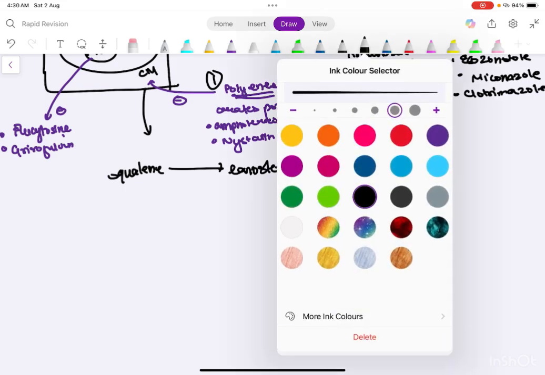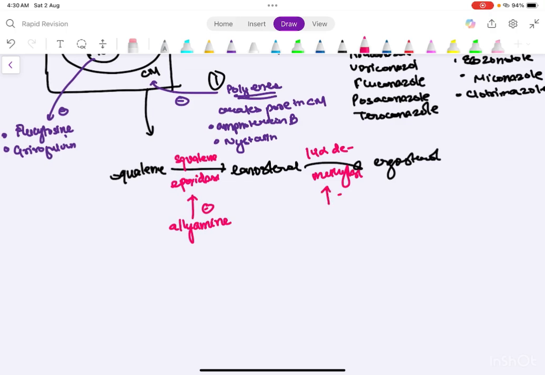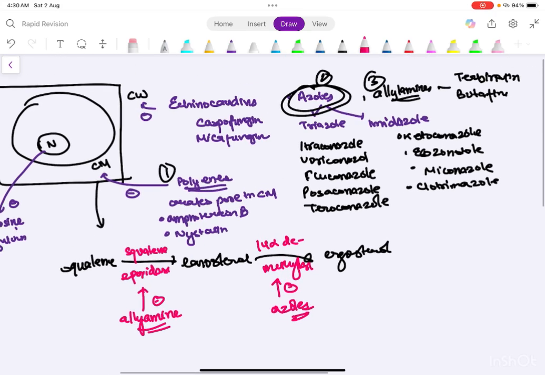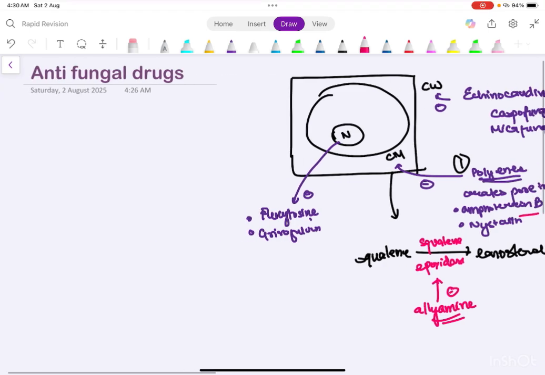So basically this is done by the enzyme squalene epoxidase, and this one is done by 14 alpha demethylase. So the first enzyme is inhibited by allylamines, and the second, that is 14 alpha demethylase, is inhibited by azoles. Okay. Now, this amphotericin B, which is a polyene, we'll understand it because it's important.